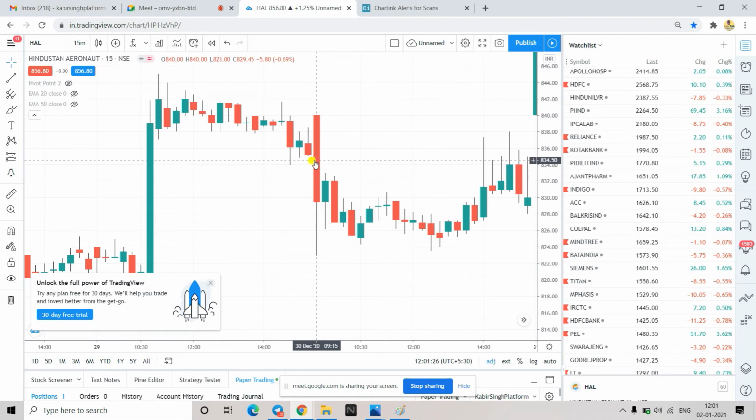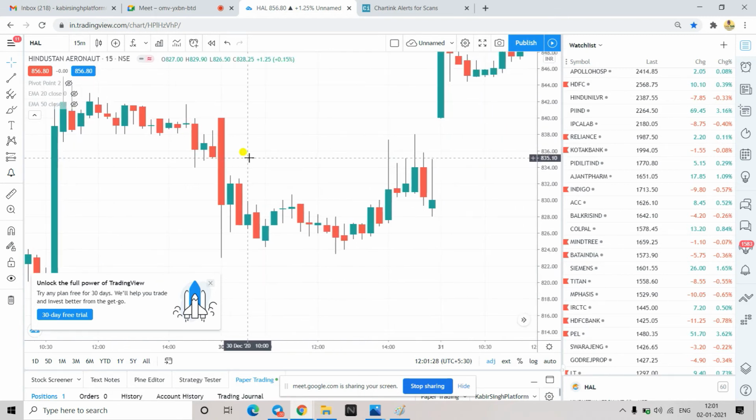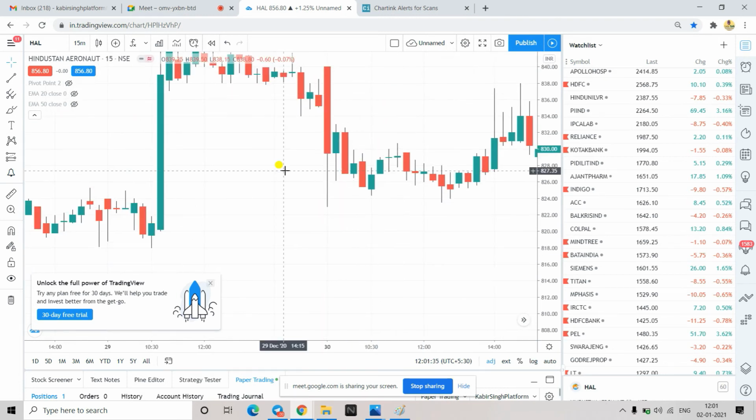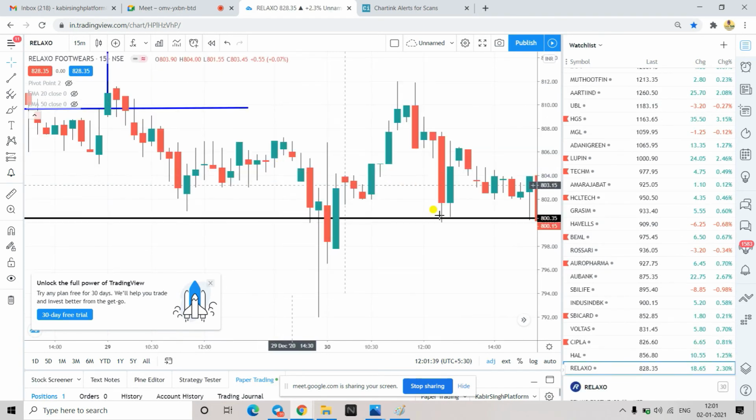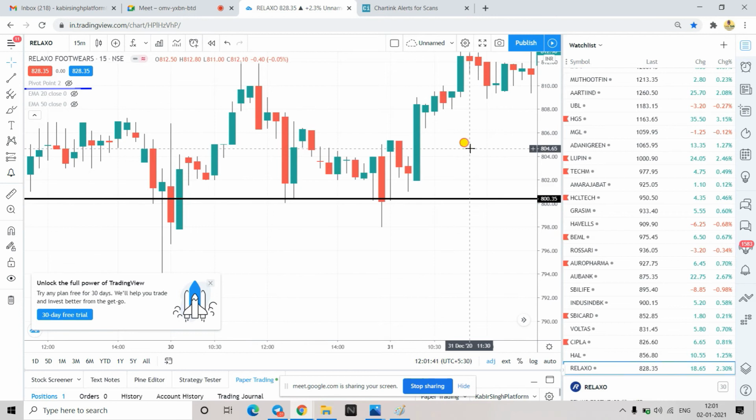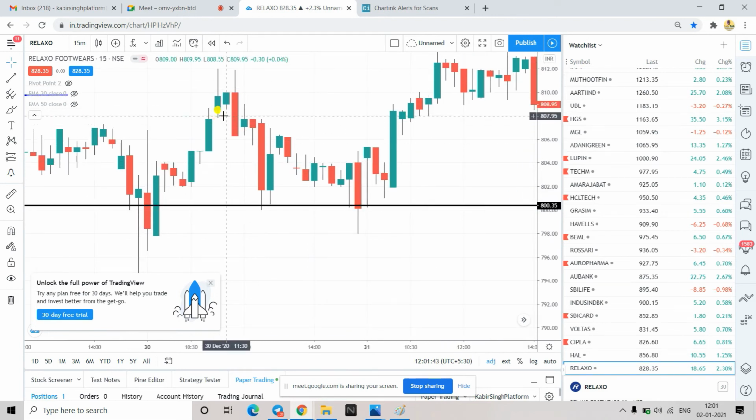This is the first 15 minutes candle, right? So it was trading in between that only. This is the lowest point, this is the highest point. In between, as I have told you, is our no trading zone, so no entry in this. Clear? Yeah, so I'll tell you a few more scenarios.